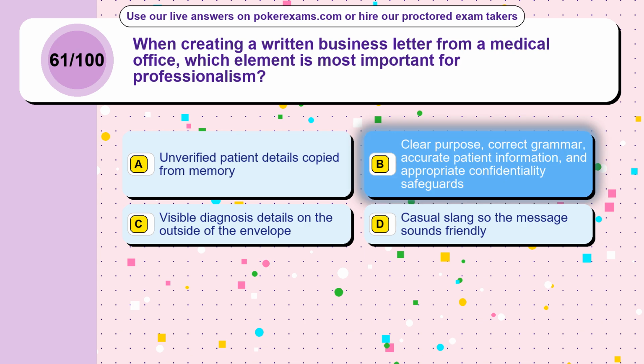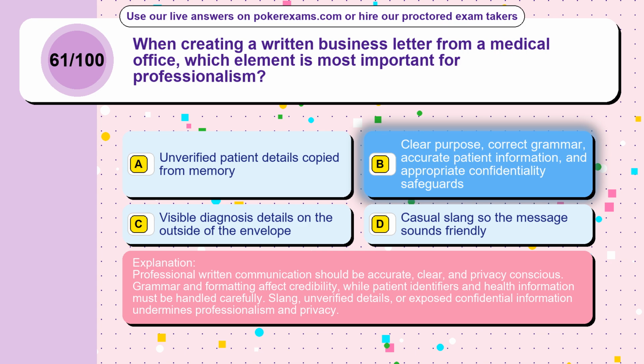The correct answer is option B. Clear purpose, correct grammar, accurate patient information, and appropriate confidentiality safeguards. Professional written communication should be accurate, clear, and privacy conscious. Grammar and formatting affect credibility, while patient identifiers and health information must be handled carefully. Slang, unverified details, or exposed confidential information undermines professionalism and privacy.